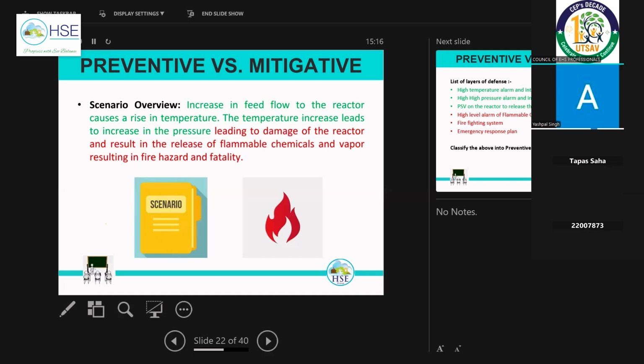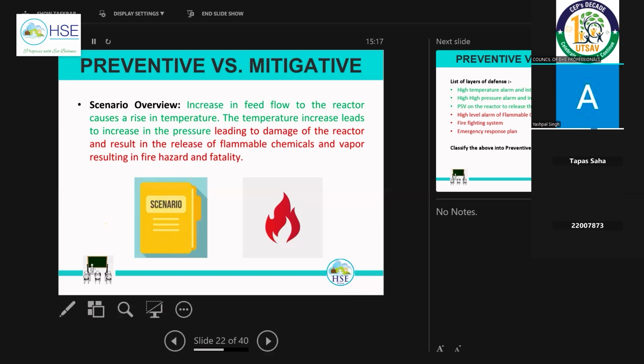Let us take another example. Increase in the feed flow. There is a reaction, and raw materials are being fed. There are 2-3 raw materials. So an increase in the feed flow to the reactor causes a rise in the temperature. That is the basic cause. Suppose there is an ABC3 reactor, an increase in the flow of A raw material causes a rise in the temperature. The temperature increase leads to an increase in the pressure, leading to damage of the reactor and release of flammable chemicals and vapor, resulting in a fire hazard. That's the first example which we discussed in the beginning.